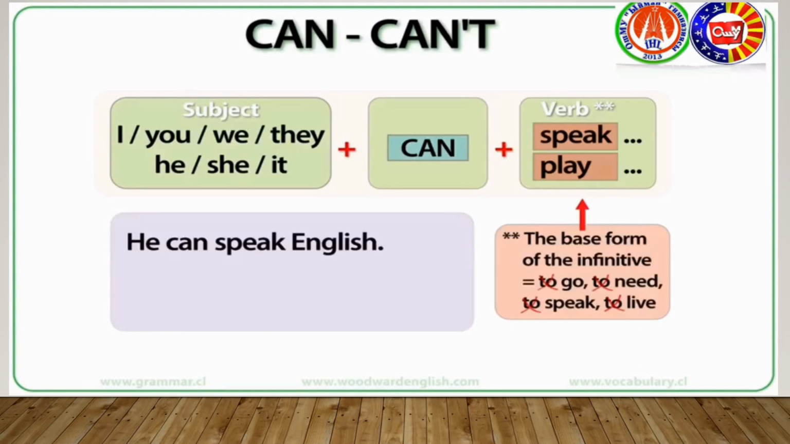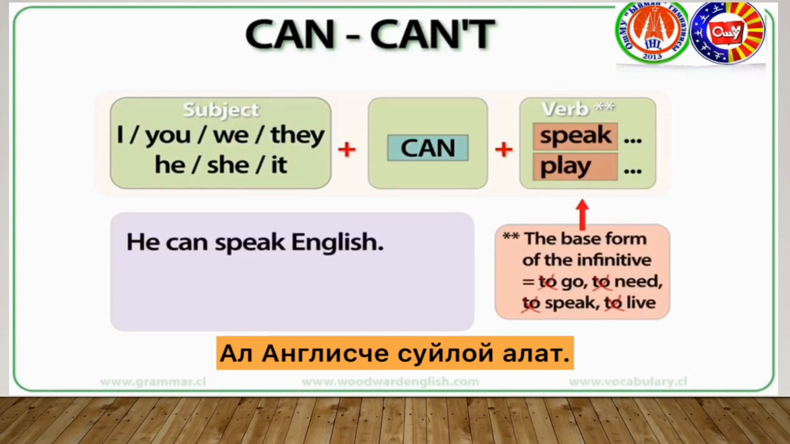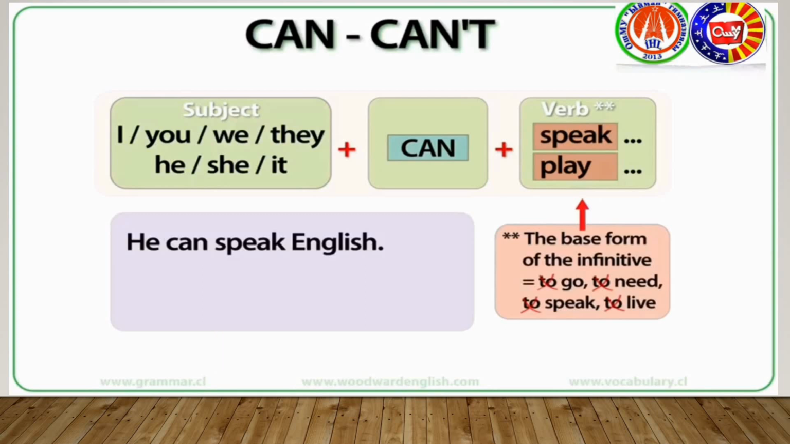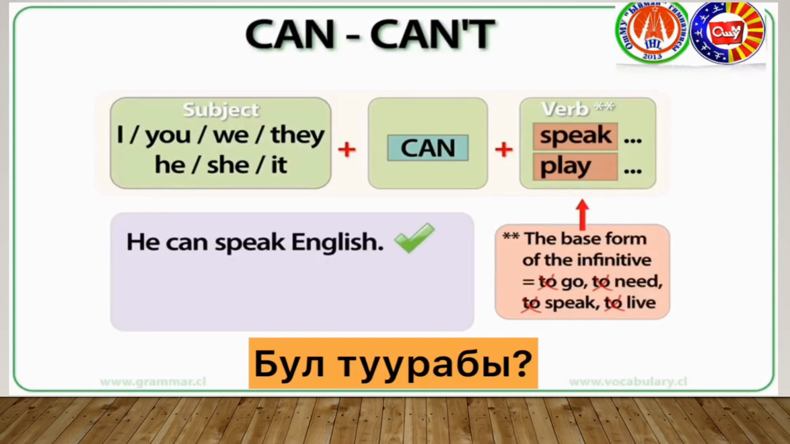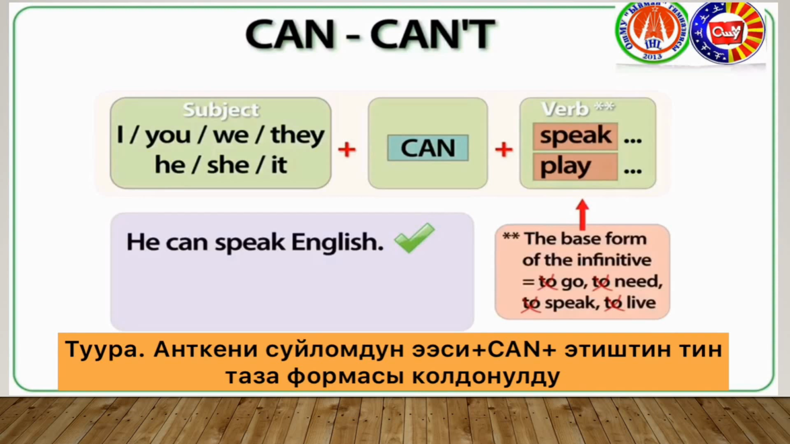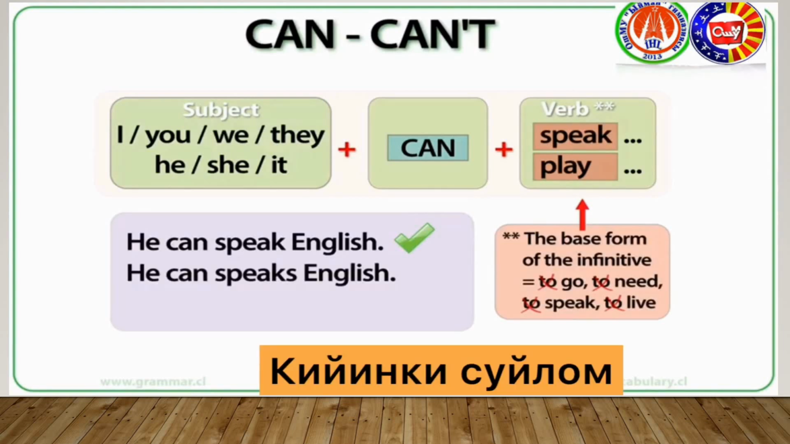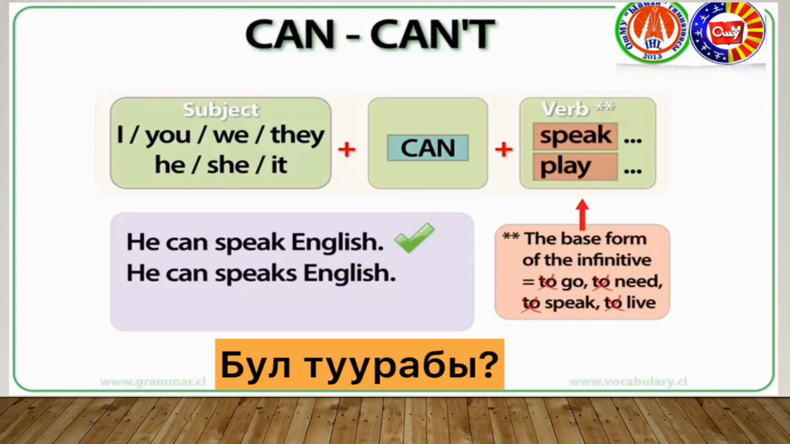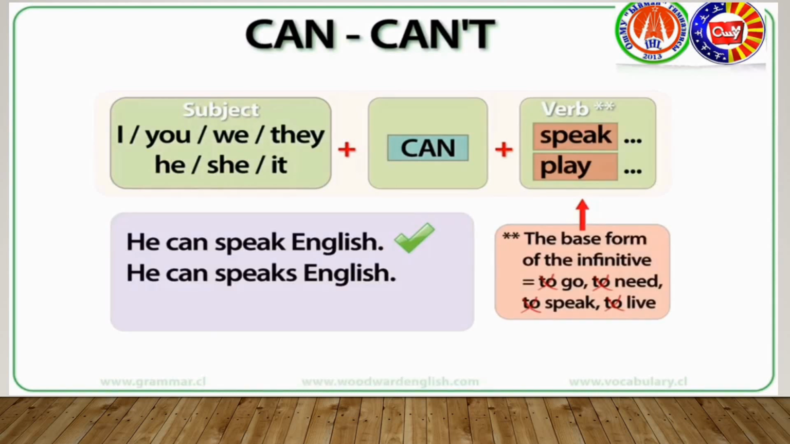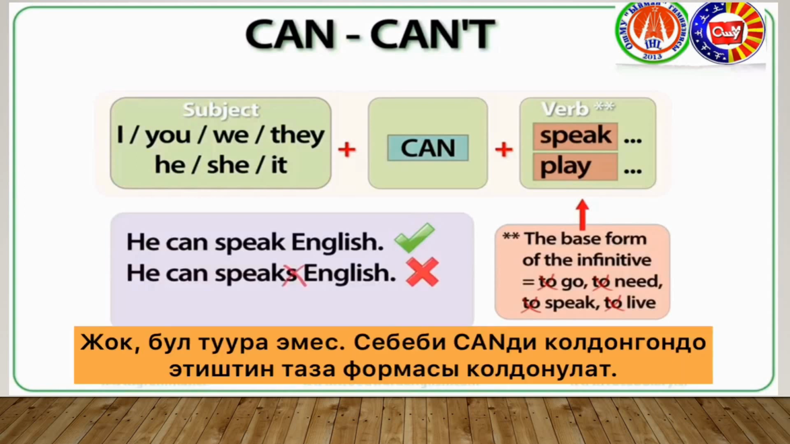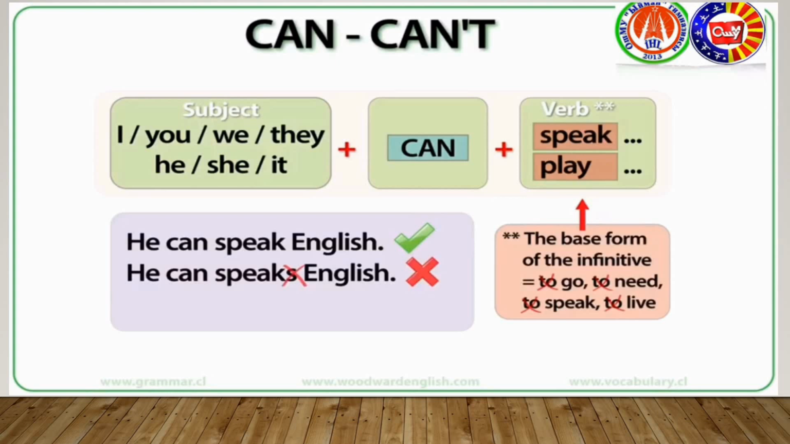Let's look at this example. He can speak English. Is it correct? Yes, it's correct, because first comes the subject, then can and the verb. The next sentence. He cans speak English. Is it correct? No, it's not correct. Why? Because with can there is no S after the verb.